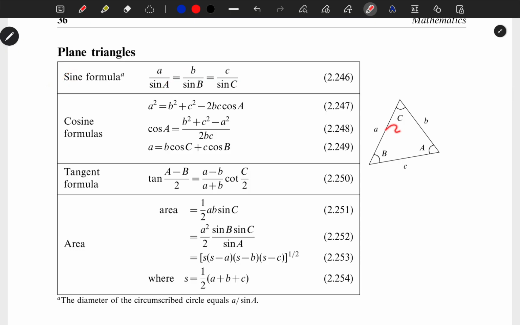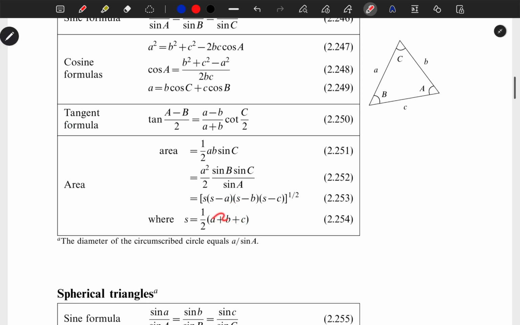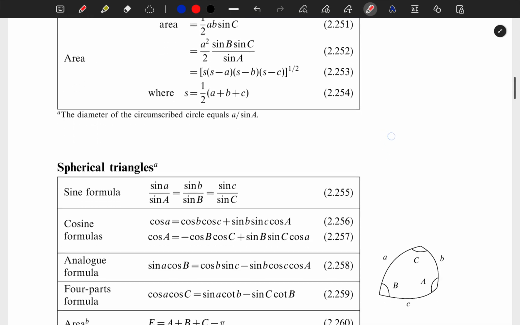Plane triangle: sine formula a by sin A, b by sin B, c by sin C, and a squared equal to b squared plus c squared minus 2bc cos A. That formula again, cos A can be written like this, and this a can be written as b cos C plus c cos B. Again area is half ab sin C. Area for any triangle can be written as s times s minus a, s minus b, s minus c, to the power half, where s is half of the perimeter.